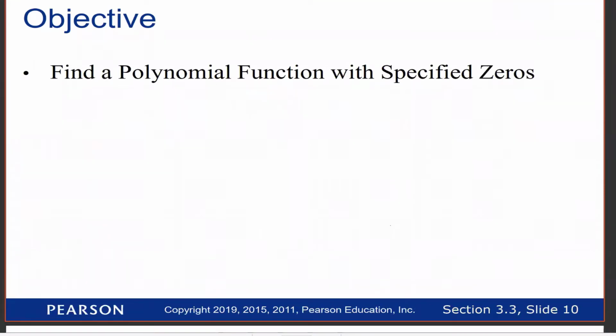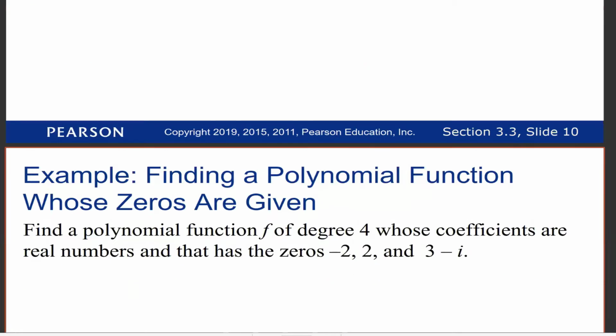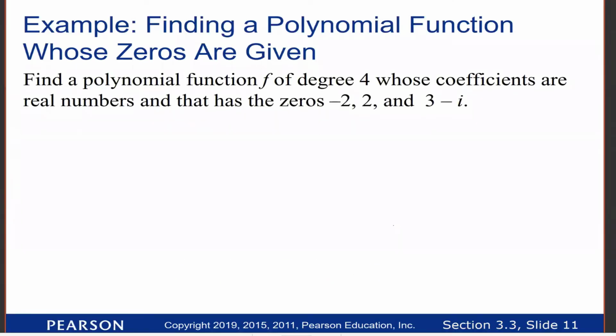So now we're going to build a polynomial function where we give you the zeros. So we have a polynomial function f of degree 4, whose coefficients are real numbers and has the zeros -2, 2, and 3 minus i. So we've identified 3 of the 4 zeros. Our job is to first find the 4th zero.